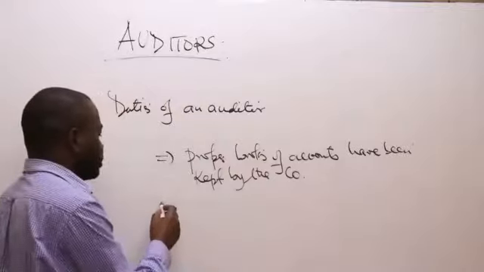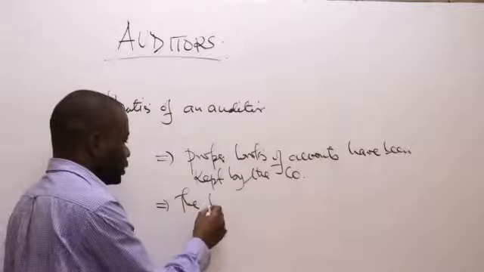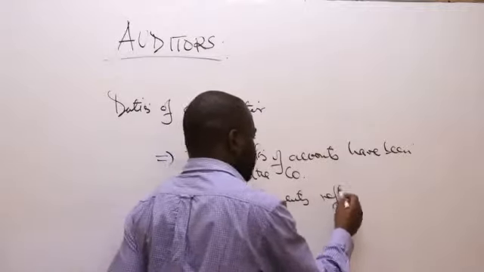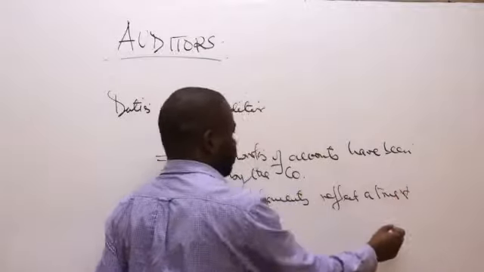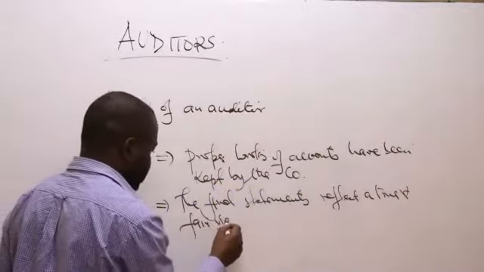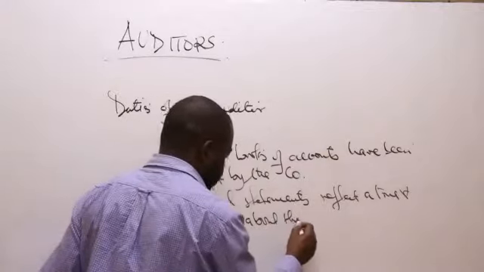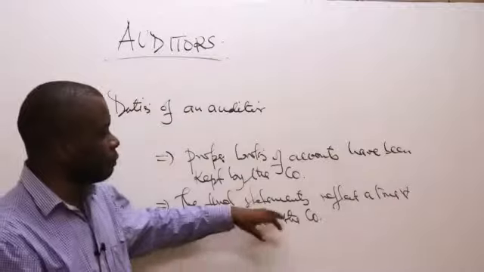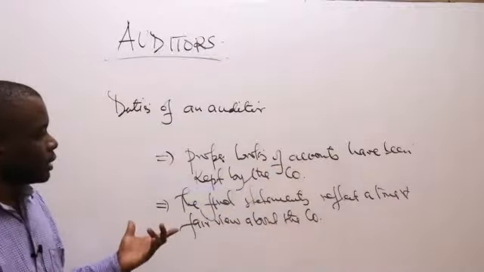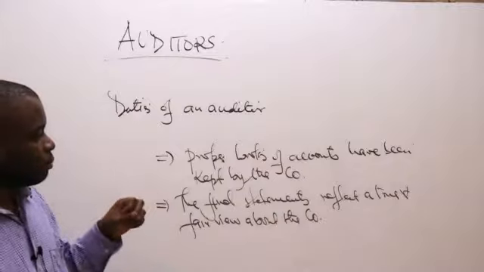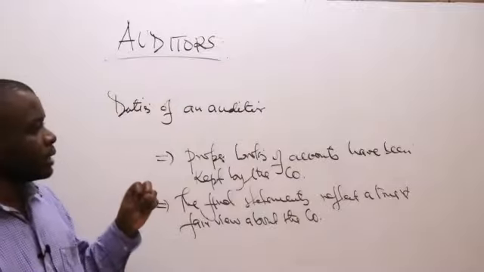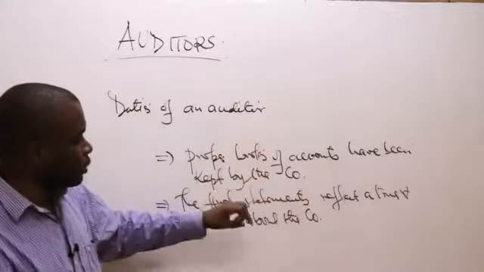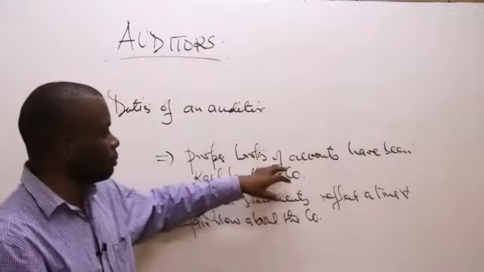Then of course the final statements reflect a true and fair view about the company, because these final statements will be prepared from the books of accounts. When you talk about the books of accounts, it could mean the original books of entry, for example, the cash books, all of which have been prepared properly. All the invoices have been properly kept. From the invoices, that's where you can determine the final statements. So these final statements reflect a true and fair view as indicated in the books of accounts.